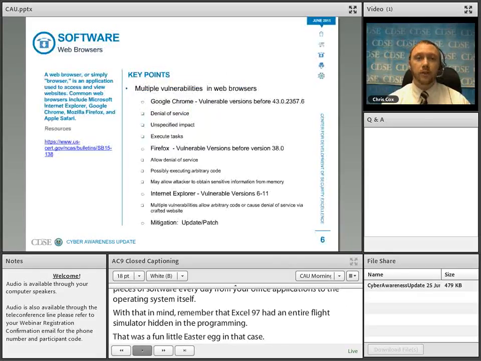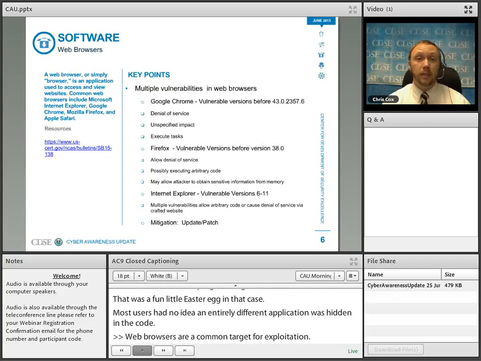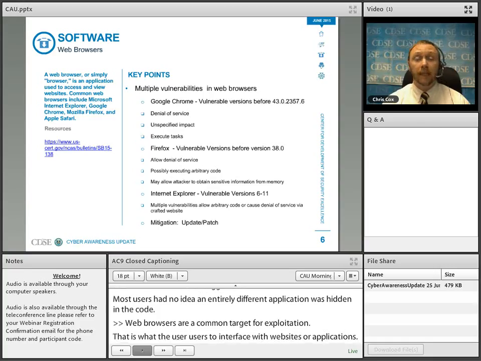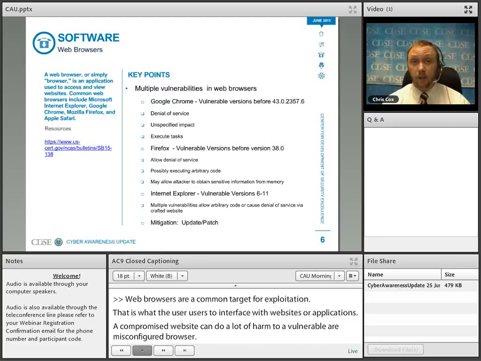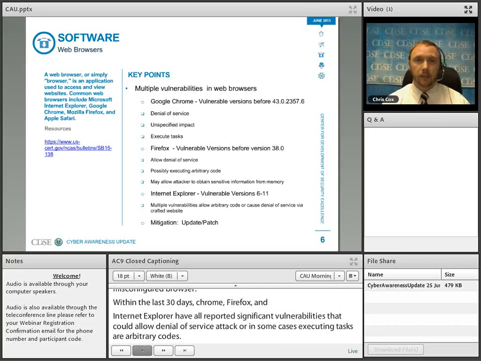Web browsers are a common target for exploitation, because that's what the user uses to interface with websites or web applications. So a compromised website can do a lot of harm to a vulnerable or misconfigured browser. Within the last 30 days, Chrome, Firefox, and Internet Explorer have all reported significant vulnerabilities that could allow a denial of service attack or, in some cases, executing tasks or arbitrary code. In addition, Firefox versions before 38 may allow an attacker to obtain sensitive information from memory. Updating the software closes those vulnerabilities.